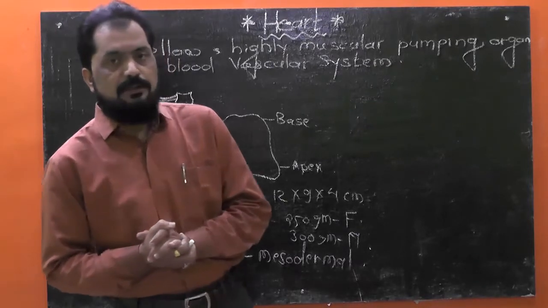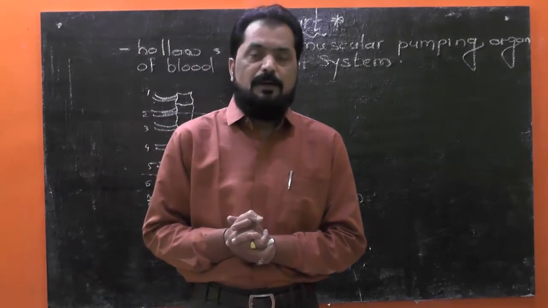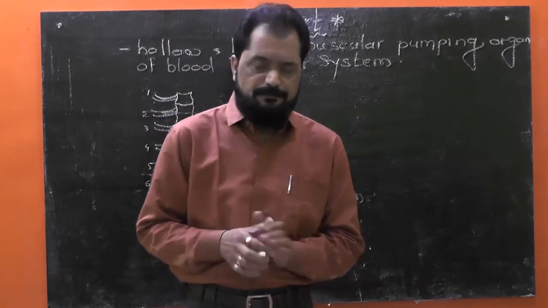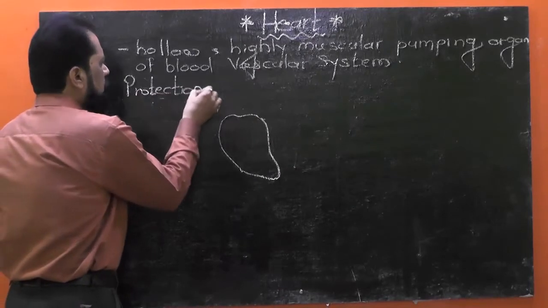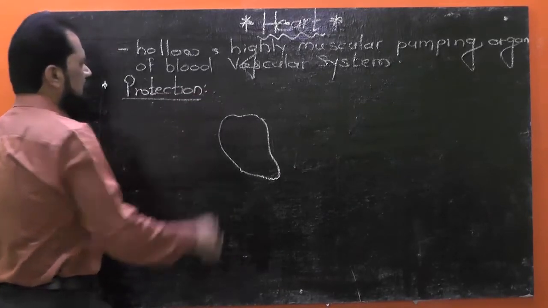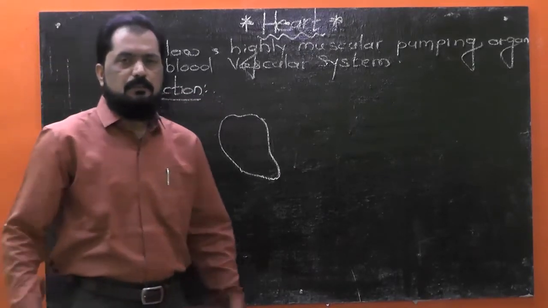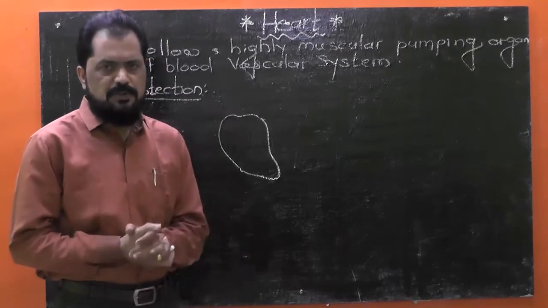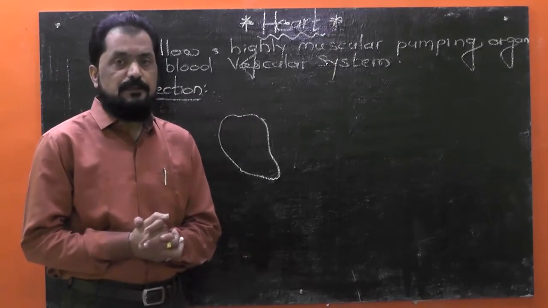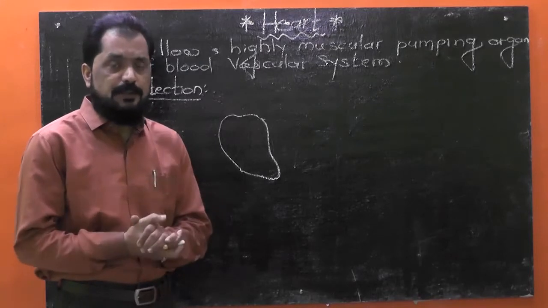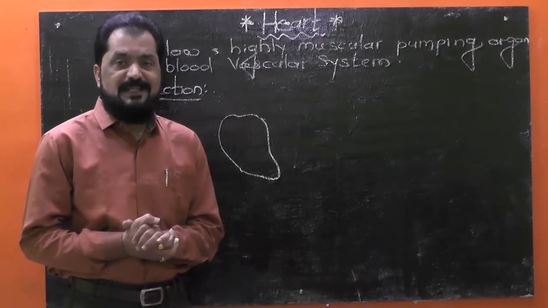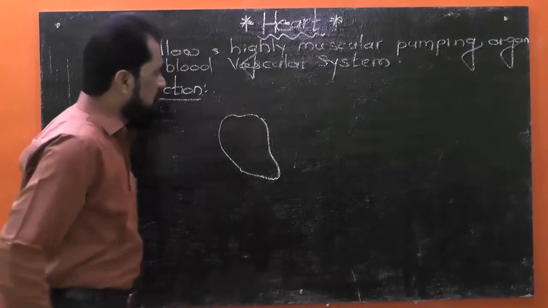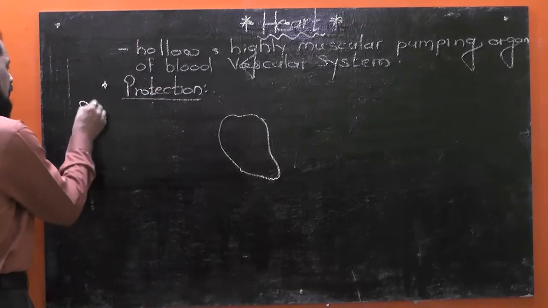Now let us talk a little bit more in detail about the protection of heart. Protection. I told you just now that the heart is well protected within bony cage, thoracic cage, but in addition to that, the heart is well protected by a tough and double-walled membranous sac-like structure known as pericardium.